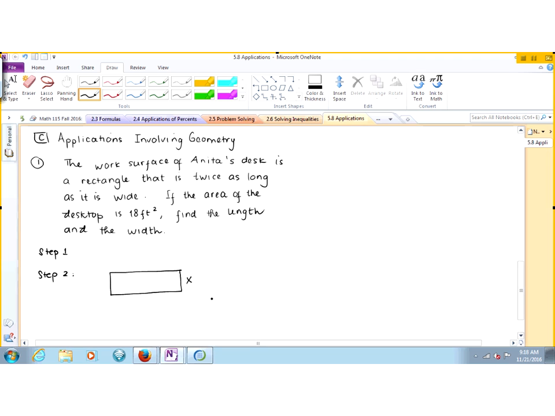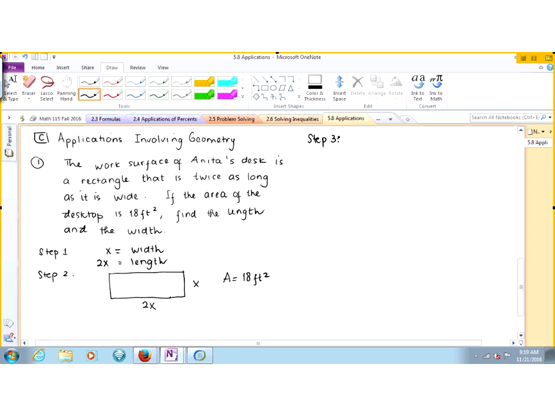Okay. Then how would you label this? This is X. What about the other one? 2x. Why is it 2x? Yes, because it is twice as long, yes? So, that's why. X and 2x. Right. So, which one is the width? X is the width. What about the length? Alright. Good. What else do we know about the rectangle? The area is 18 feet square.